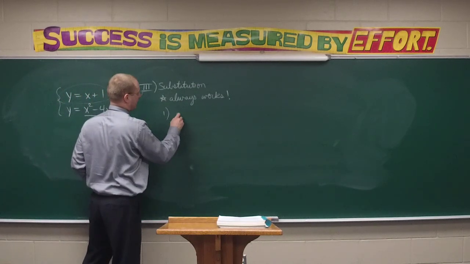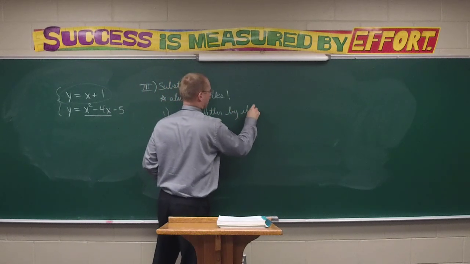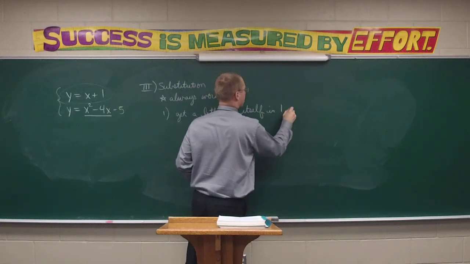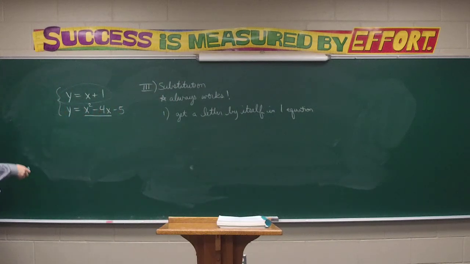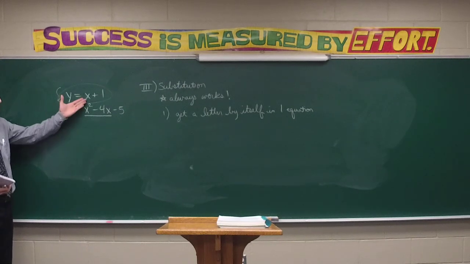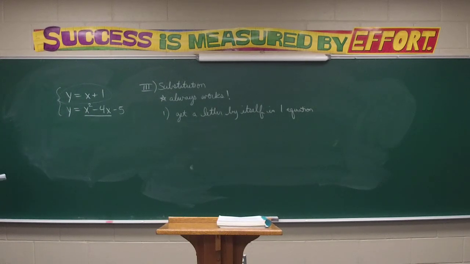Step number 1, get a letter by itself in one equation. Now here we actually have a letter by itself in both equations, okay? We've got the y by itself in the top equation, we've got the y by itself in the bottom equation. If for some crazy reason you wanted to get x by itself, it'd be easy to do that as well. In the top equation, what would I get if I had x by itself, class? If x was by itself, y minus 1, right? The 1 would move over as a negative. I don't want to do that. I've already got a letter by itself. So step number 1 is done.